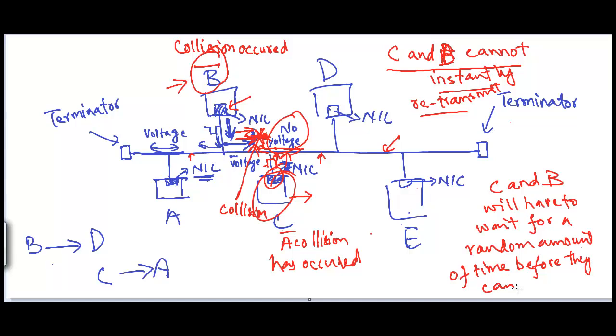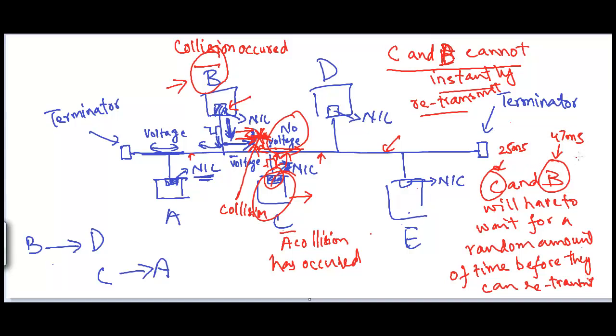Okay, what does this mean? What this means is that a random number is generated for C, and that number comes out to be 25 milliseconds. So C is going to wait for 25 milliseconds before it can retransmit, and B's own hardware circuit is going to generate a random time.